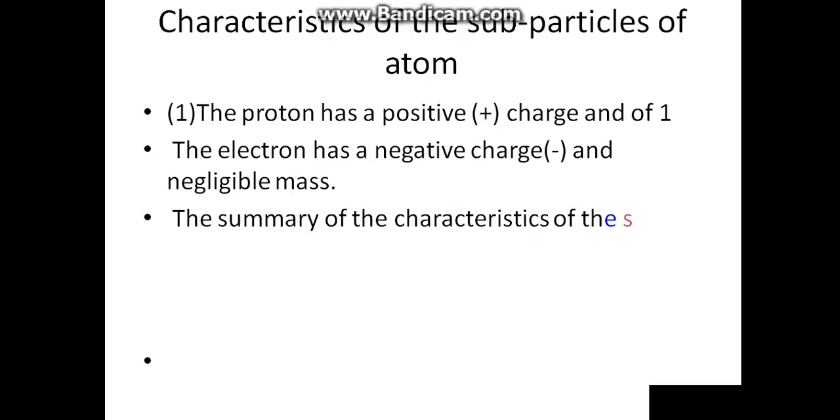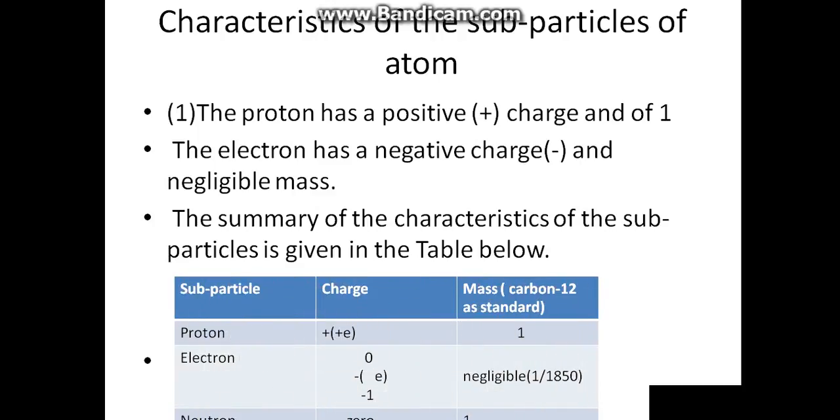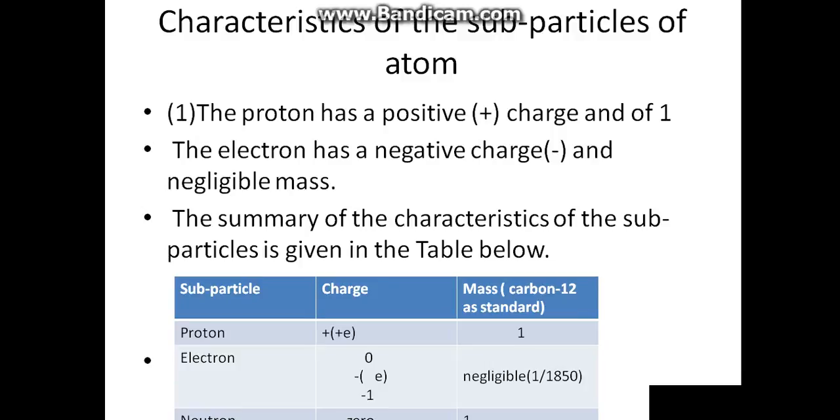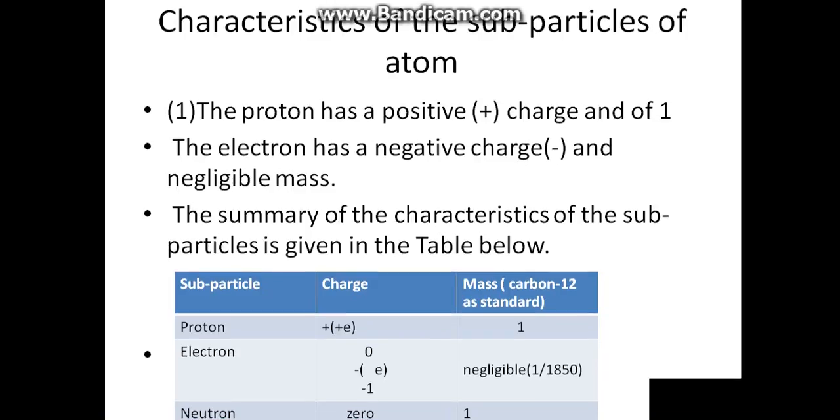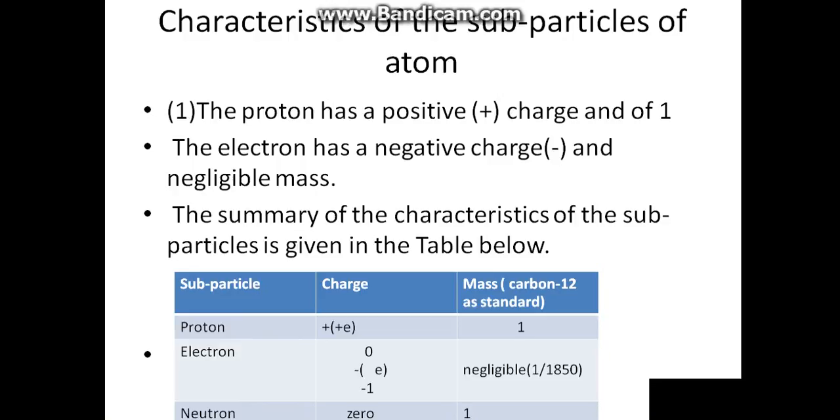The summary of the characteristics of the subparticles is given in the table below. Subparticle: proton, charge positive, mass with carbon-12 as standard is 1. Electron, charge is negative, the mass is negligible, or 1 over 1850. The subparticle neutron, charge is 0, the mass with carbon-12 as standard is 1.